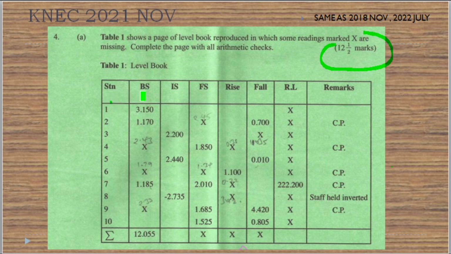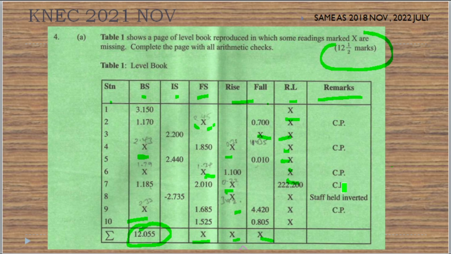We have the stations, backside, intermediate, foresight, rise and fall, the reduced level, and the remarks. So here they had calculated earlier the sum of the values. Then we have some of the missing values here, where our x's are illustrated. Then here we are given the summation of the backside.